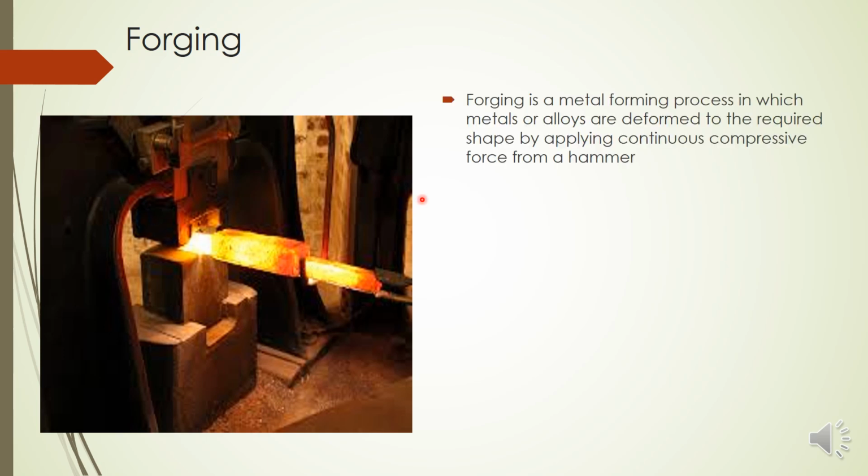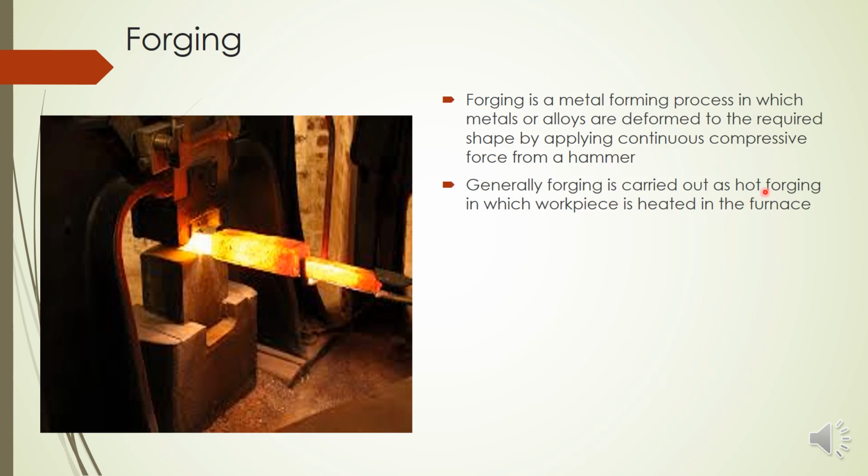So what is forging? Forging is a metal forming process in which a metal or alloy is deformed to the required shape by applying a continuous compressive force from a hammer, or it can be from a die or a press also. So we require a continuous compressive force, not like extrusion or rolling. We have to frequently hammer this in forging. Continuous repeated compressive force is required.